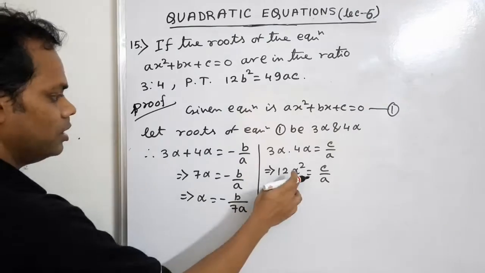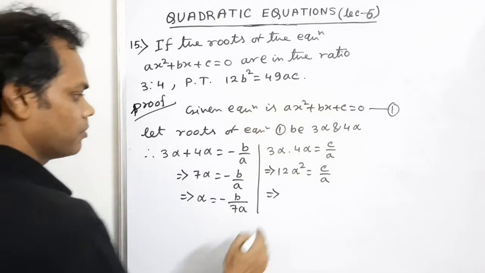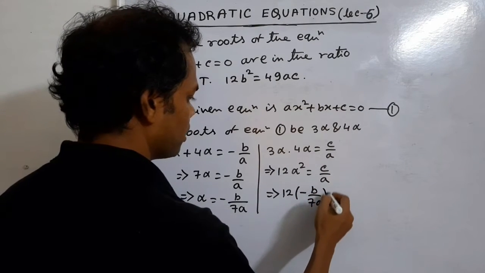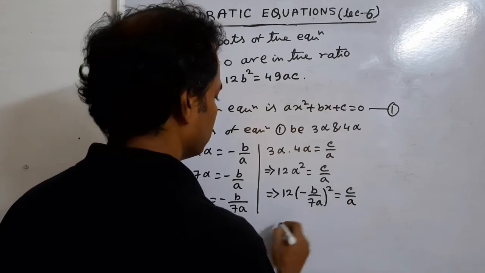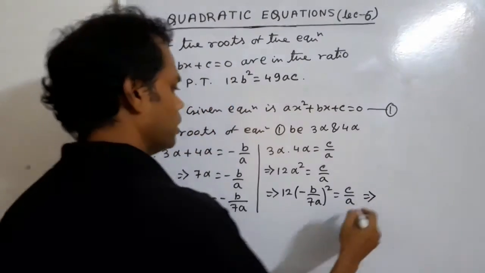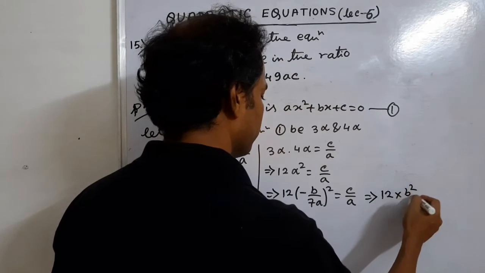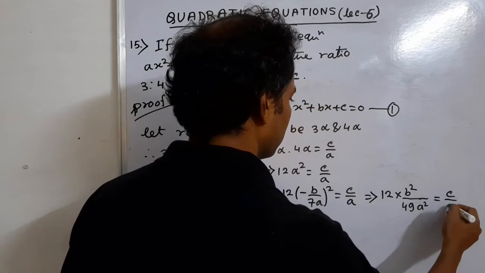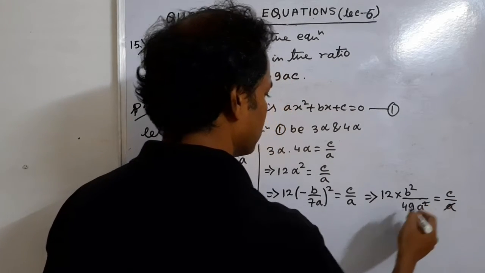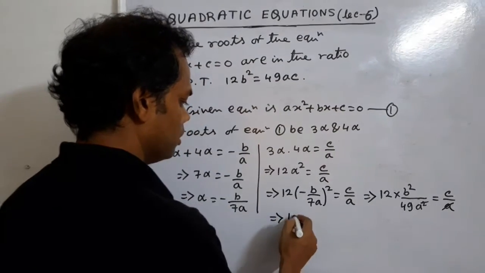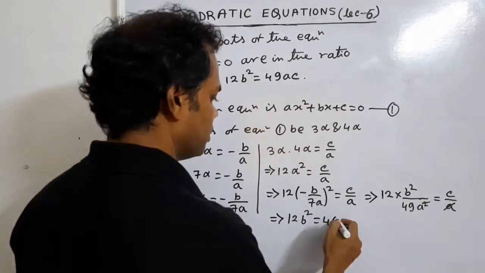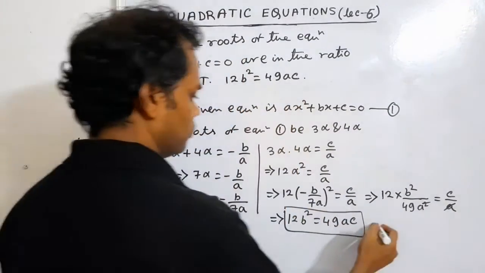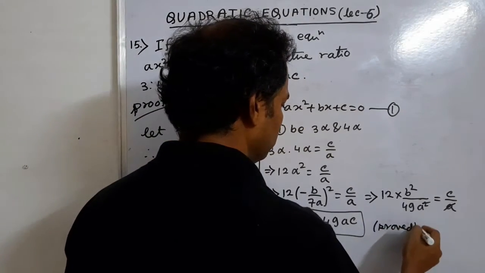Now here alpha is replaced by minus b by 7a. So 12 into minus b by 7a whole square equal to c by a. So it equals 12 into b square by 49 a square is equals to c by a. So by the cancellation of a we get 12 b square equals to 49 ac. This is our final relation. True. This is also a very important sum.